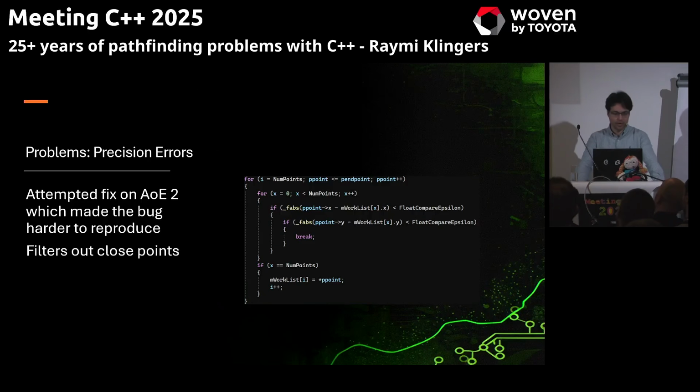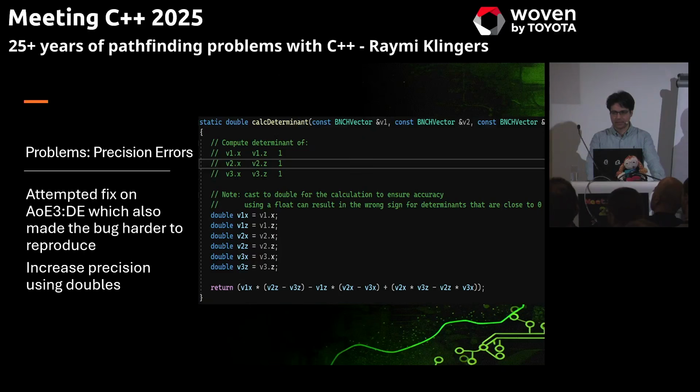So the Age of Empires 2 developers themselves probably ran into this issue because I found this code that actually tries to remove points that are very close to each other. However, this does not fix all the cases. So it was still possible to get the problem. It was just very rare. Then in Age of Empires 3 Definitive Edition, another developer actually also ran into this issue and tried to improve it by upping the floats and promoting the floats into doubles. So now you have 64 bits of a variable that has more precision, basically.